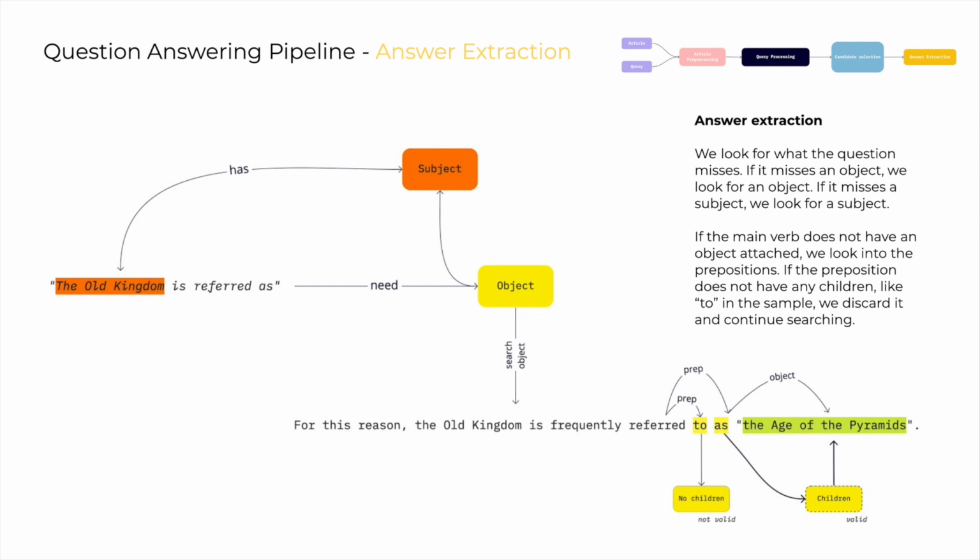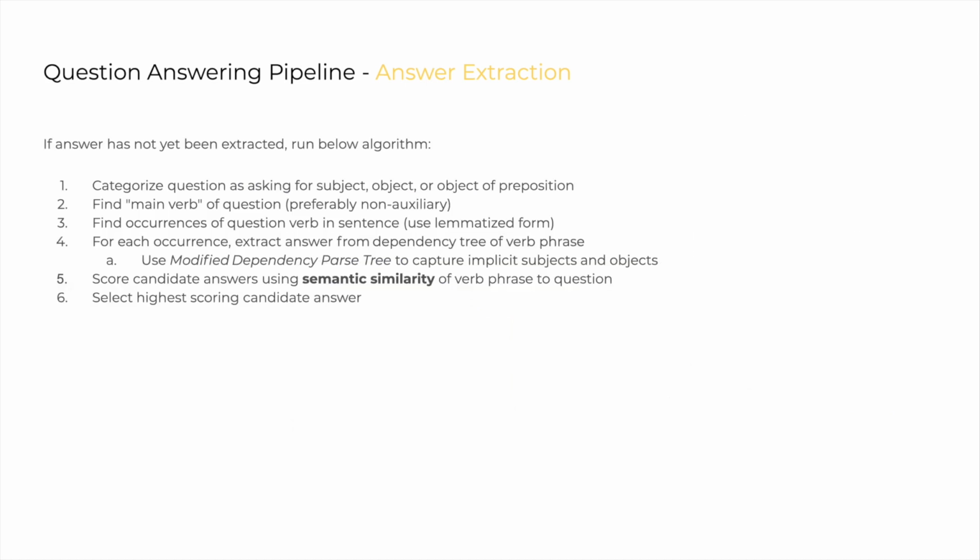If the object is not directly attached to the verb, we iterate over the prepositions attached to the root and extract the children, if they have any, with our dependency wrapper mentioned in the question generation, which is a novel approach. If the answer hasn't been extracted, we run the algorithm shown in the screen.